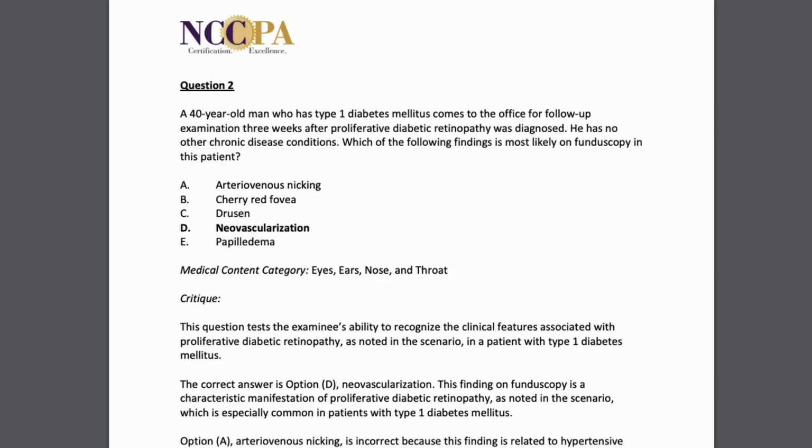What's the first thing I'm going to do? We'll look at what they're looking for. I look at the last sentence. This one says, which of the following findings is most likely on fundoscopy in this patient? So we're looking for a physical exam finding. That means we're going to have to figure out what the diagnosis is based on the symptoms, and then figure out what exam findings we would have of them.